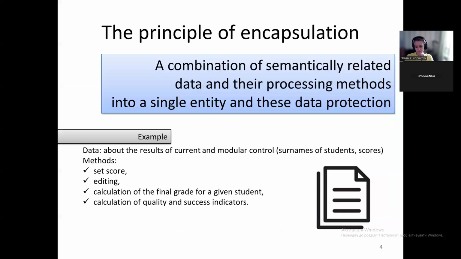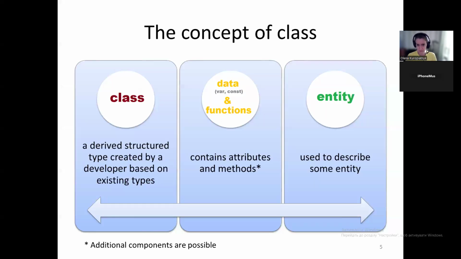And if we know the first and second principle, we can go to the next concept. There are concepts of classes and instances of this class. What about the concept of class? We have three elements, three parts of this concept.